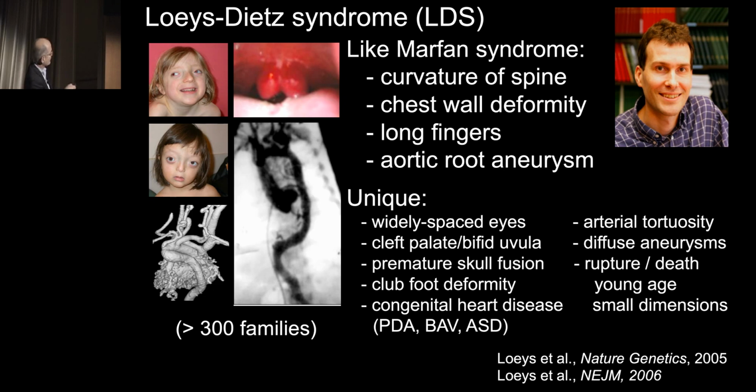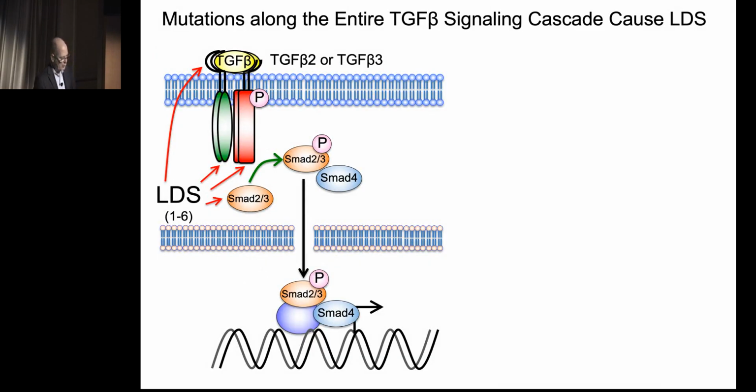Also aneurysms not just at the aortic root, but at other locations throughout the circulation, such as the proximal subclavian artery. These aneurysms tend to rupture at young ages and small dimensions compared to Marfan syndrome. This condition is now referred to as Loeys-Dietz syndrome. We have had the privilege of caring for over 300 families with this condition, and we know of many, many other additional patients throughout the world.